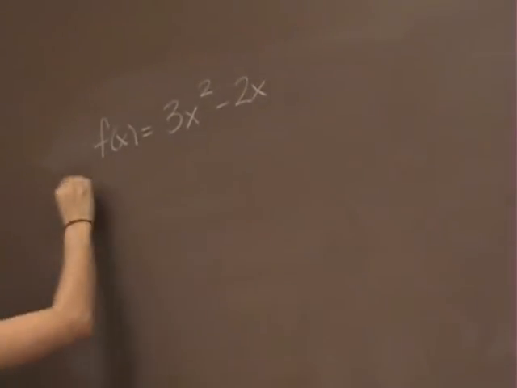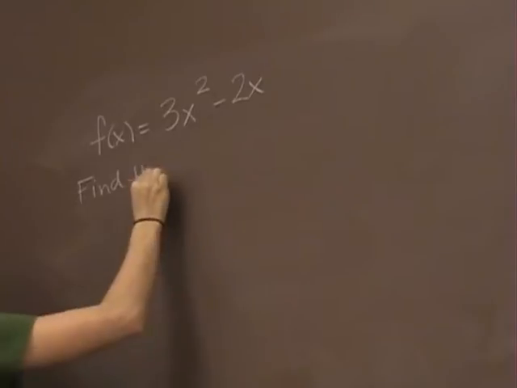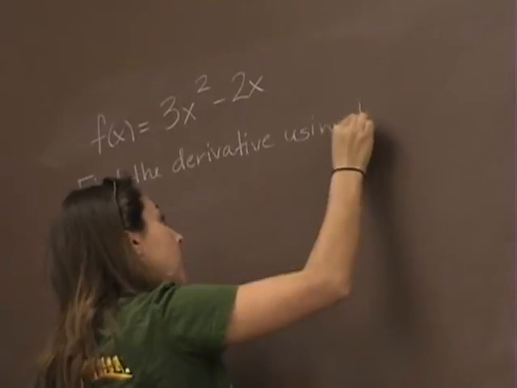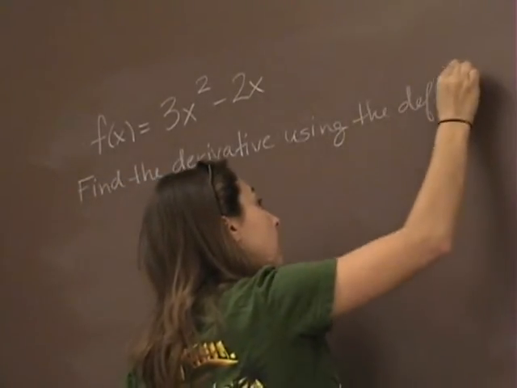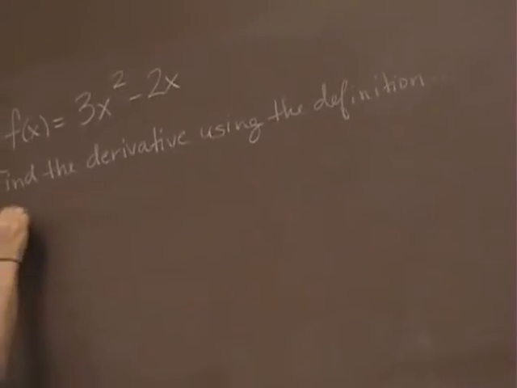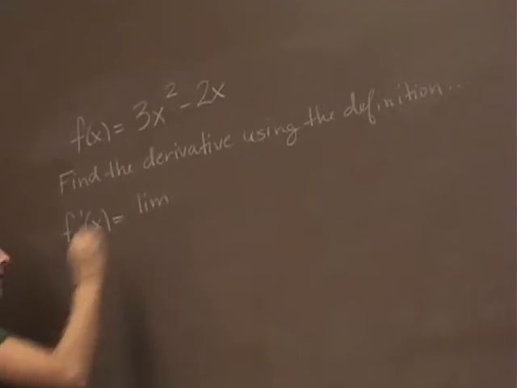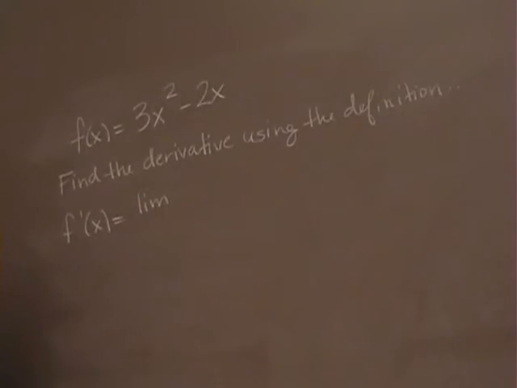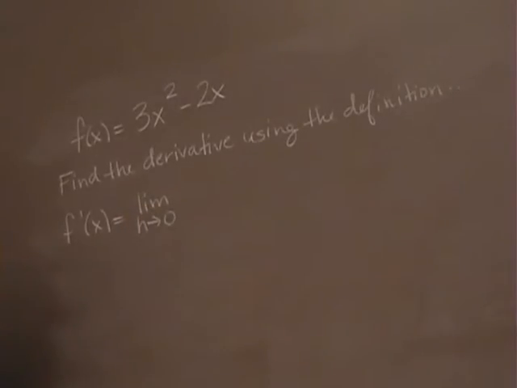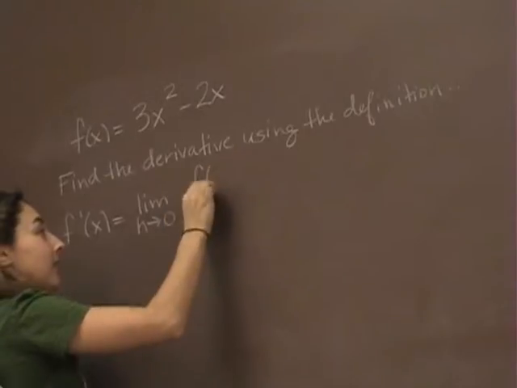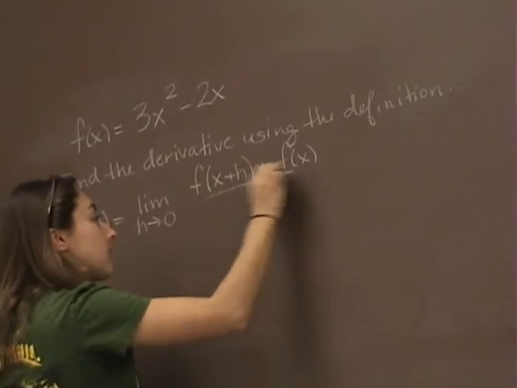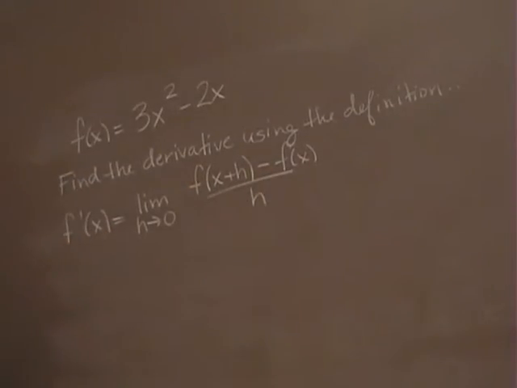Okay, so here's this function. Let's find the derivative using the definition. What is the definition of a derivative? F prime of x should equal the limit as h approaches 0 of f of x plus h minus f of x, over h. That will be your definition.